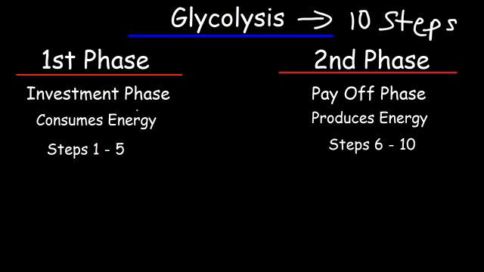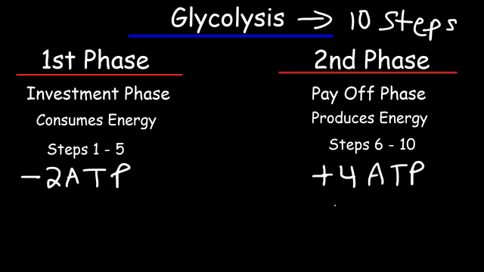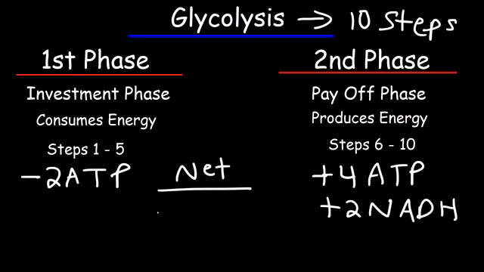And in the first phase, it's endothermic, so to speak. It consumes energy. And in the second phase, it's going to produce energy, but more energy than what you put in. In the first phase, you need to put in 2 molecules of ATP to get the process going. But in the second phase, you're going to get 4 molecules of ATP. In addition, you're also going to get 2 molecules of NADH. So that gives us a net gain of 2 molecules of ATP and 2 molecules of NADH.